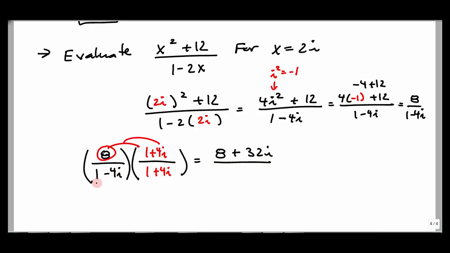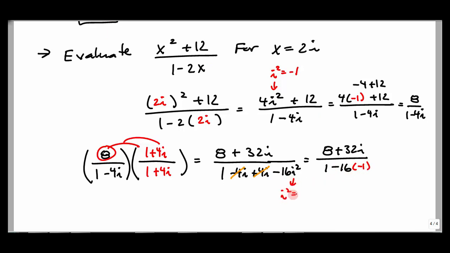And then in the denominator, when I FOIL this out, my outside and inside terms should cancel. 1 times 1 is 1. Negative 4i is my inside. My outside is plus 4i. And my lasts would be a negative 16i squared. So in my numerator, 8 plus 32i. Now in my denominator, my outside and my inside terms cancel. And then again, I have to remember that i squared is equal to negative 1. So again, i squared equals negative 1.